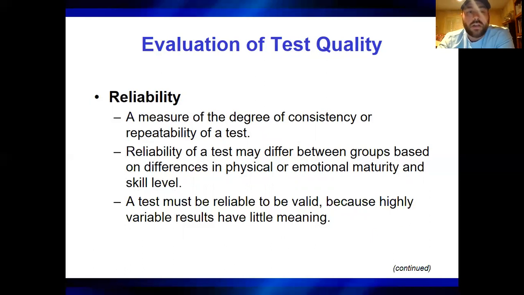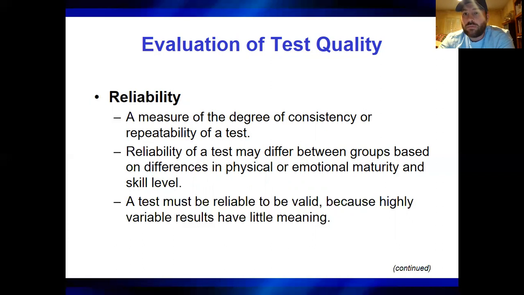Can I repeat it? Reliability of a test may differ between groups based on differences in physical or emotional maturity and skill level. So some tests may not be very reliable in youth, but once we get into adults, or 18 and over, it may be very reliable. So it doesn't mean that its validity changed, but its reliability may have changed. A test must be reliable for it to be valid, because highly variable results have little meaning.